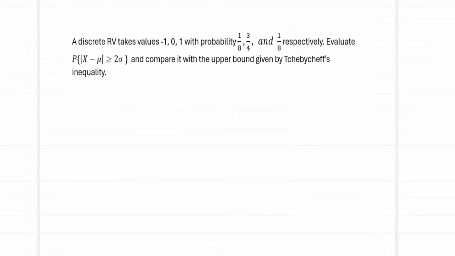The question over here is: a discrete random variable takes the values -1, 0, 1 with probability 1/8, 3/4 and 1/8 respectively. We will have to evaluate the probability of |x - mu| greater than or equal to 2 sigma, and compare it with the upper bound given by Chebyshev's inequality. So the problem consists of two parts. One is to estimate the actual value, and the second is to estimate the Chebyshev value.